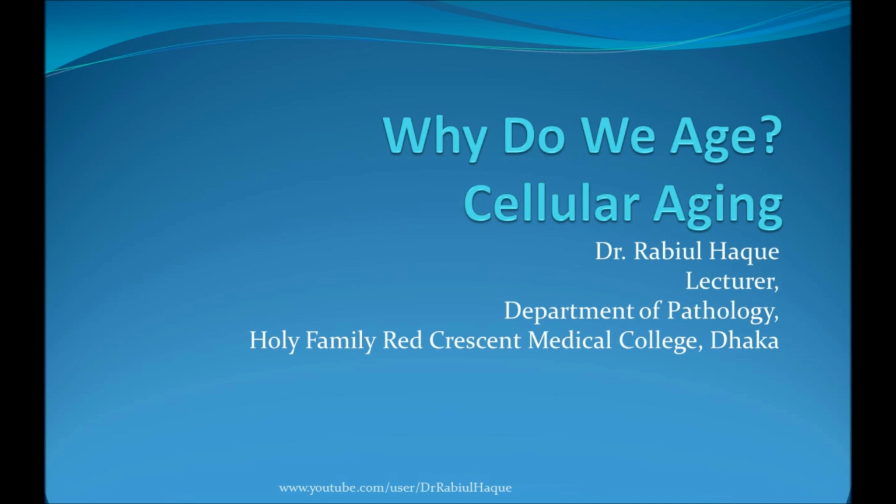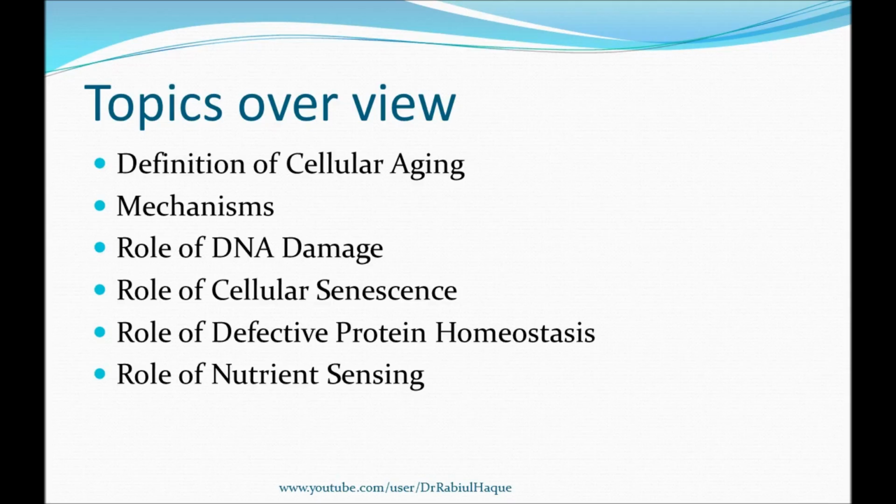Today we will talk about a very interesting topic, and that is why do we age and what are the mechanisms of aging. This video will contain the definition of cellular aging and the mechanisms of cellular aging, that will include the roles of DNA damage, cellular senescence, that will include the role of telomere attrition, and also the role of activating tumor suppressor genes. We will also discuss the role of defective protein homeostasis and nutrient sensing in aging. Okay, so a lot of topics, so let's begin.